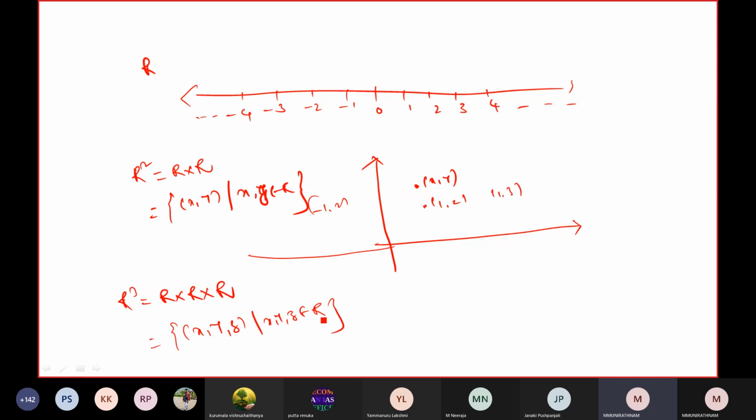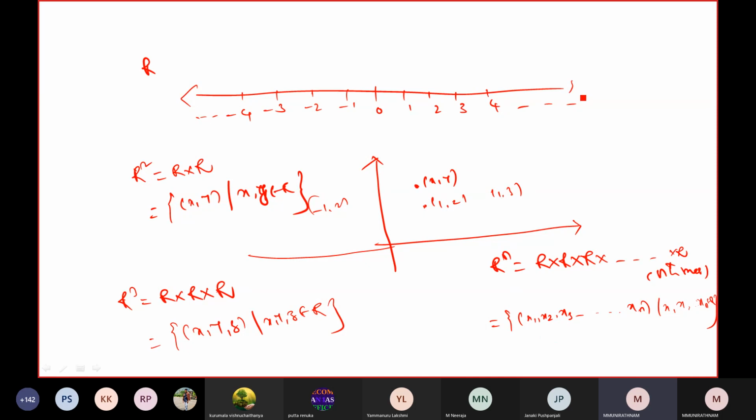Now similarly, R power n will be there. R power n is R cross R cross R, and so on, n times, which is nothing but x1, x2, x3, and so on, xn, where x1, x2, and so on, xn are in R. This is an n-dimensional plane, or n-dimensional space.